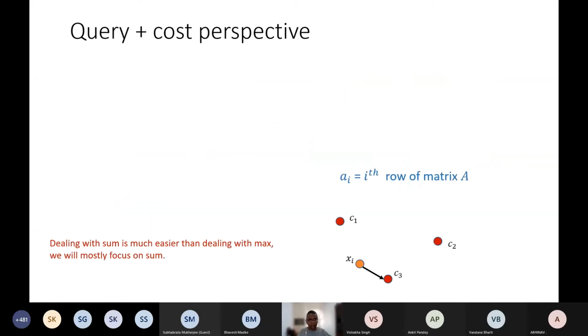So let me now formalize this a little bit, and here is where we'll need a little bit of notation. Yes, questions? No?